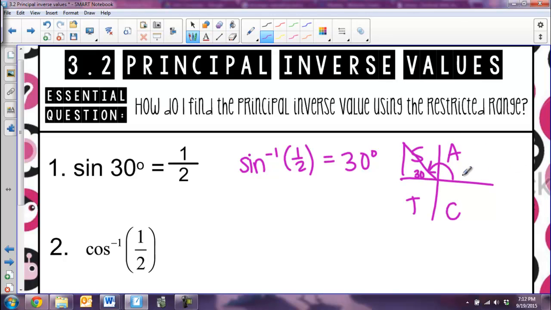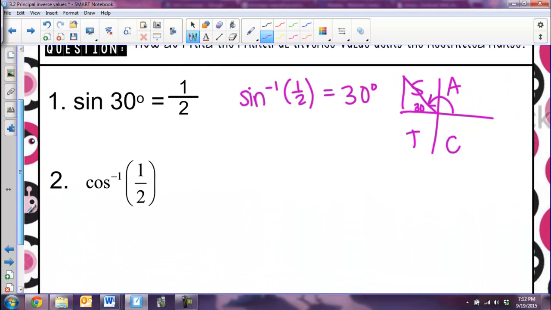So what we're looking for today is just that first value that you find. So positive will be in quadrant 1, negative we'll talk about in a little bit, but again, it's the first one within that range of your inverse values. Okay, so we're going to talk more about general solutions to find all the answers in a little bit, but right here, we're just finding one answer, so this one would be 30 degrees. So let's look at number 2.